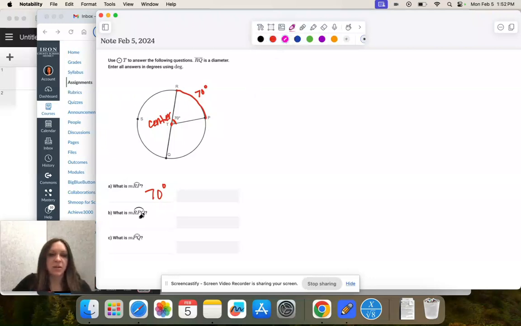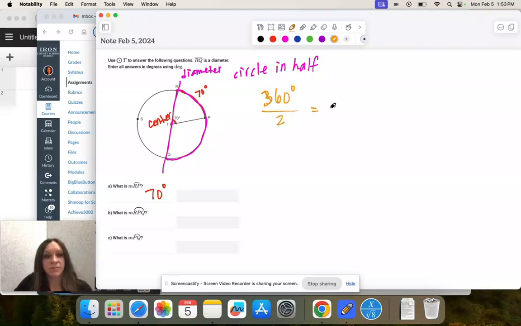And now it's asking us, okay, well, what's the measure of R, P, Q? And you need to remember this is a diameter. It was important that they told us that because diameter means we just cut the circle in half. So, how many degrees is all the way around a circle? 360. What if we cut that in half? What's left over? 180. So the arc length all the way half around the circle is 180.